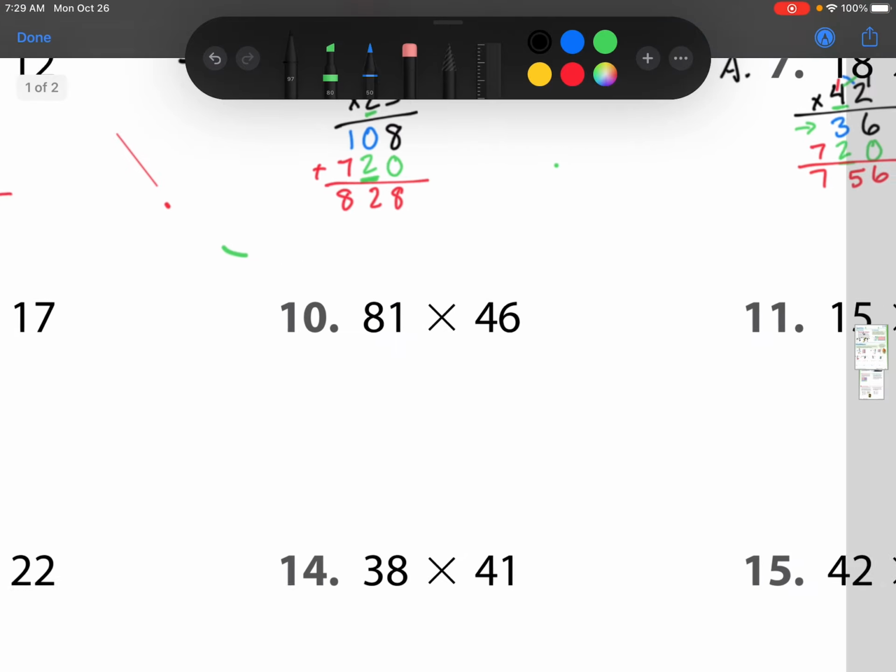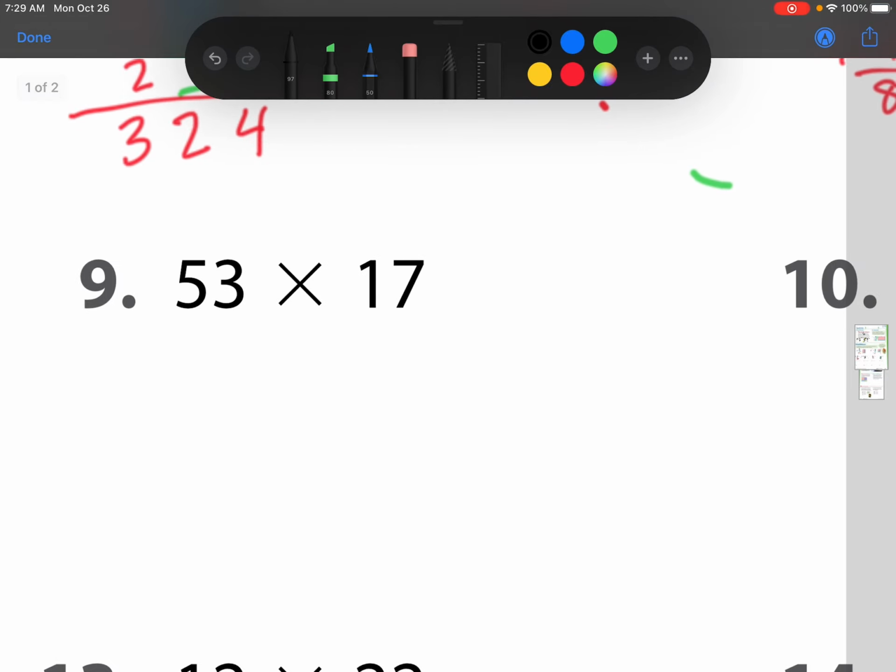Okay, so we're going to go to our next one. And this one, we're going to switch it up. We're going to do the partial products just so we don't forget that strategy.